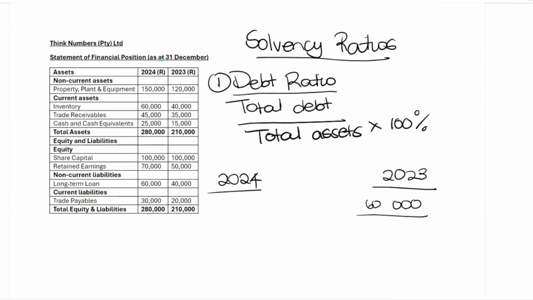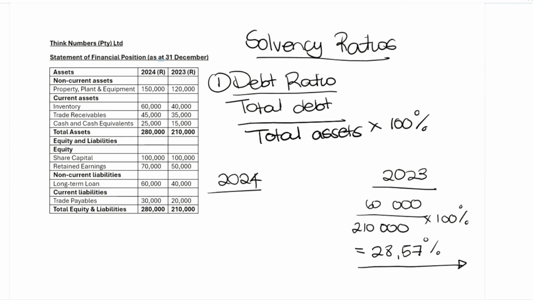Total assets meaning both non-current and current assets. As you can see from our financial statements, our total assets amounted to 210,000 rands in the year 2023. Multiply this by 100%, then we would see that in 2023, we had a debt ratio of 28.57%.